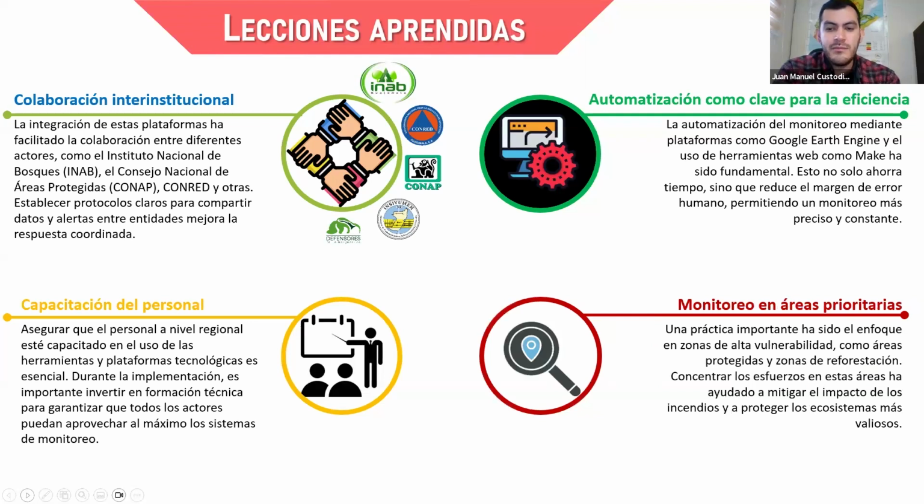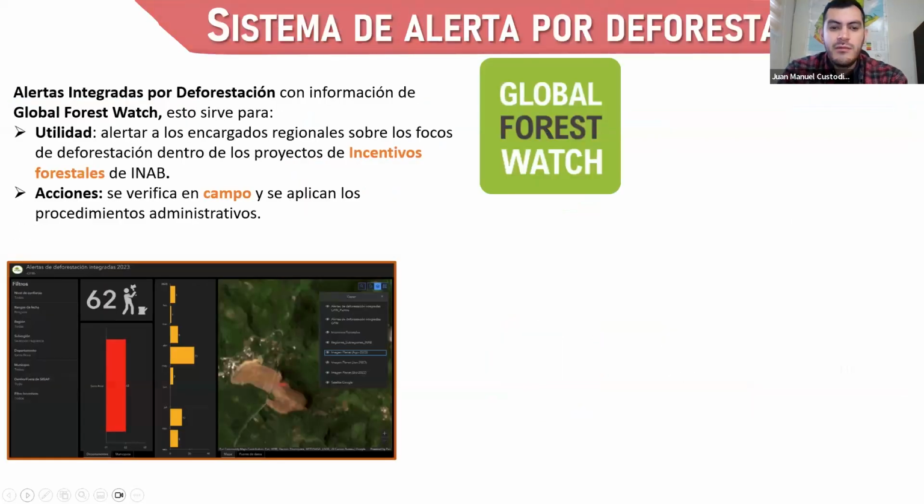Also, monitoring our priority areas. As I mentioned, we have more than 89,000 priority areas nationwide, which are the forest incentives, and as we said, we are giving constant monitoring to those areas. So monitoring can be more focalized, and this is also reducing response times. Next.